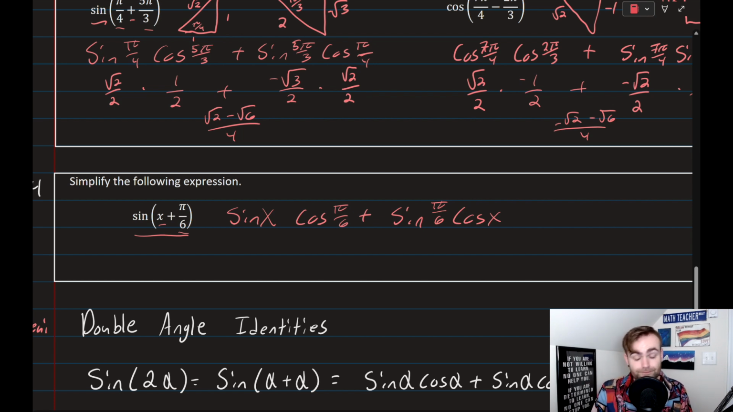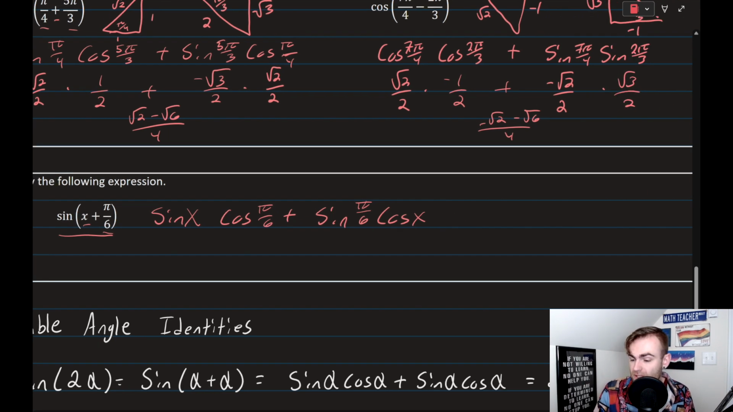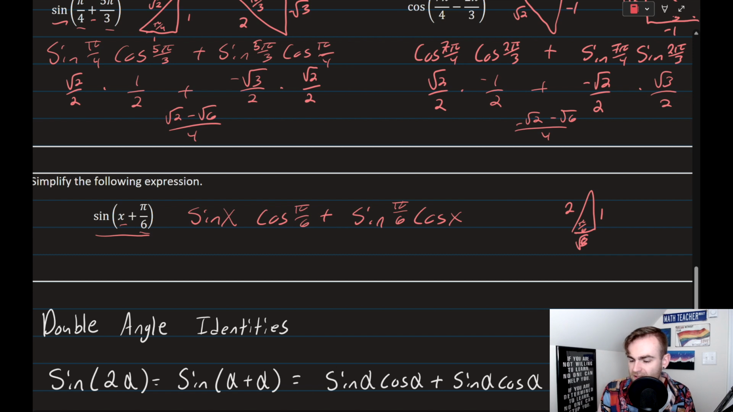So it looks to me I need to find out what's happening with this pi over 6. So pi over 6, 1, root 3, 2. That looks awful, but I'm not fixing it. Cosine is root 3 over 2. So root 3 over 2 sine x plus sine is 1/2, 1/2 cosine x, is equal to just shifting the function to the left by pi over 6.